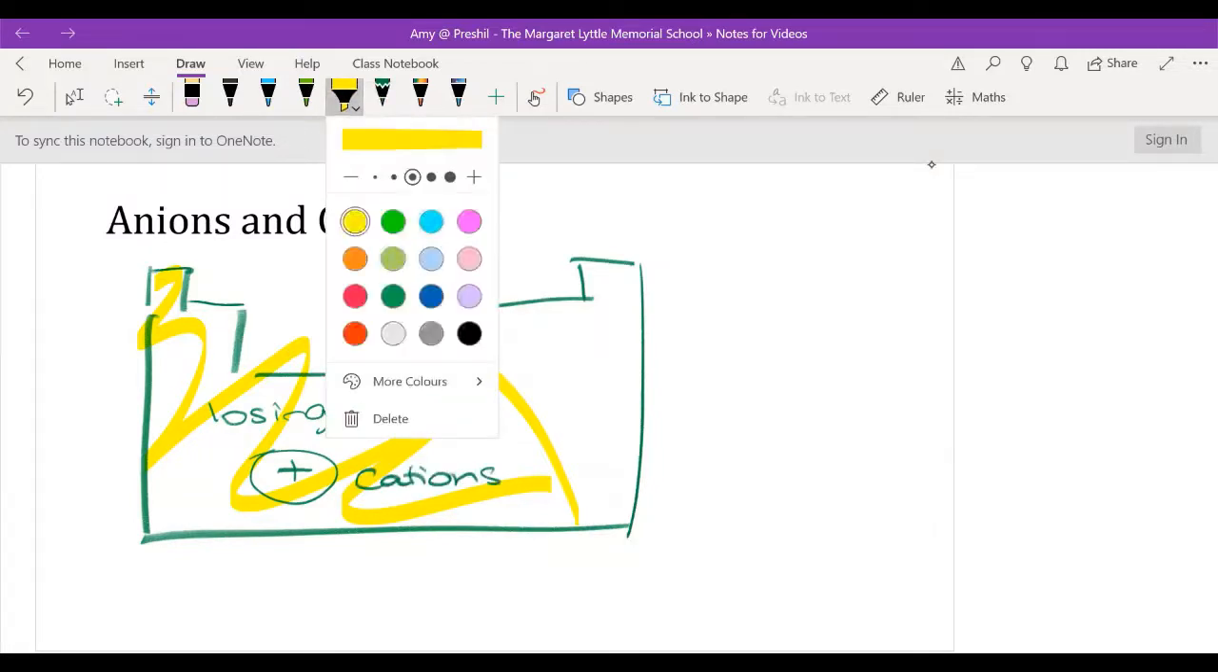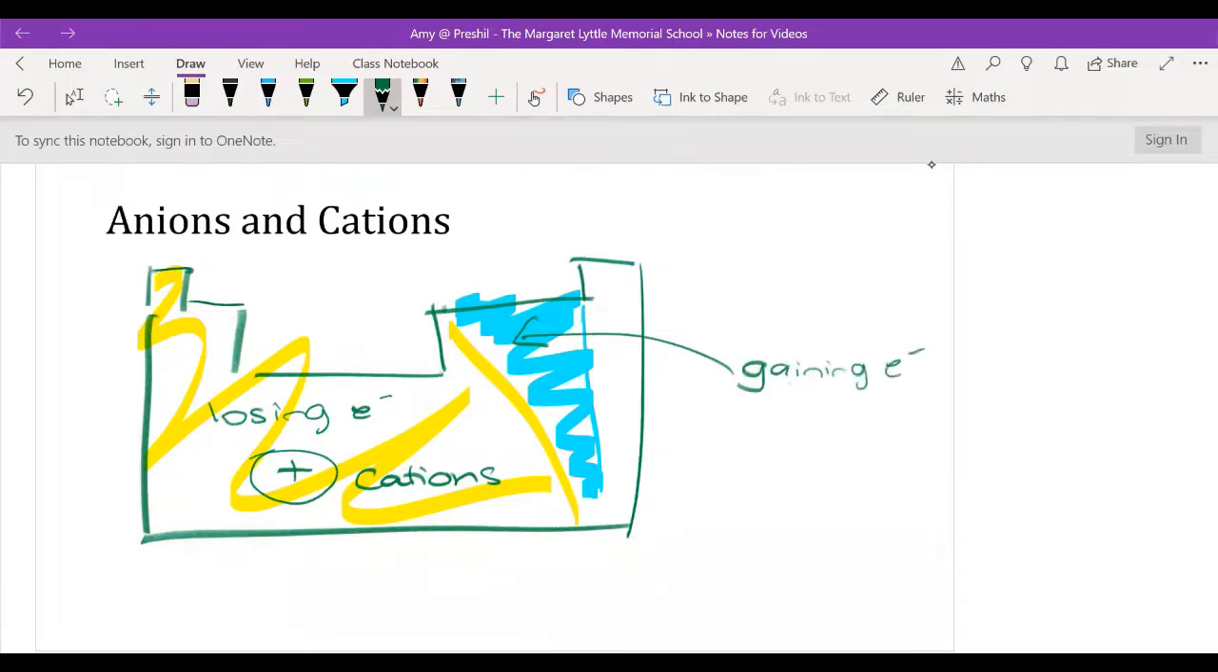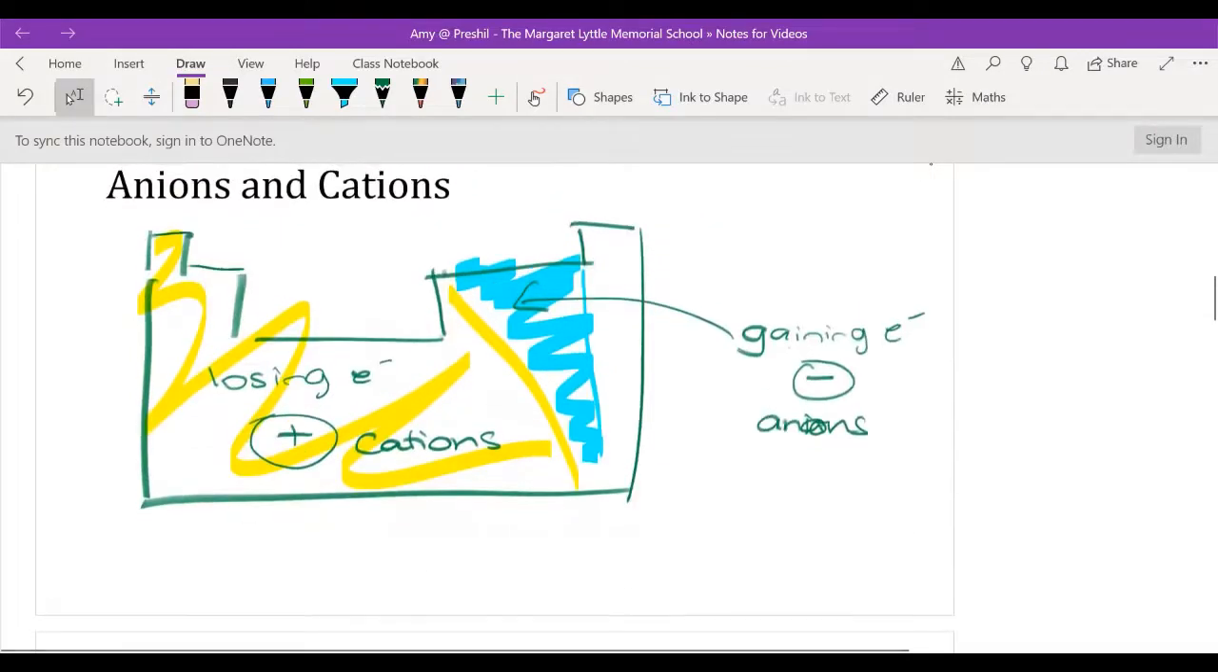Over here, we're going to have our negatively charged ions, and note there that I am not highlighting our noble gases. So in here, my non-metals are going to be gaining electrons, which means, if you add a negative charge, you're going to end up with a minus charge. So these are our anions.